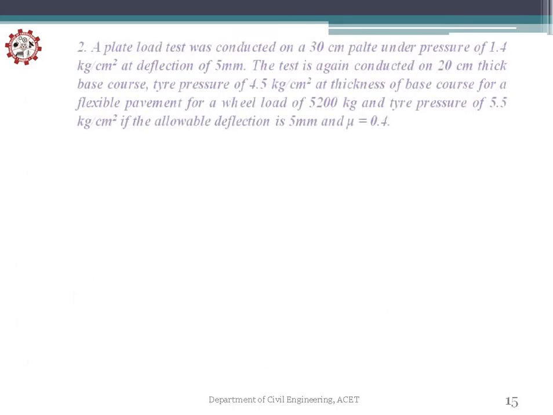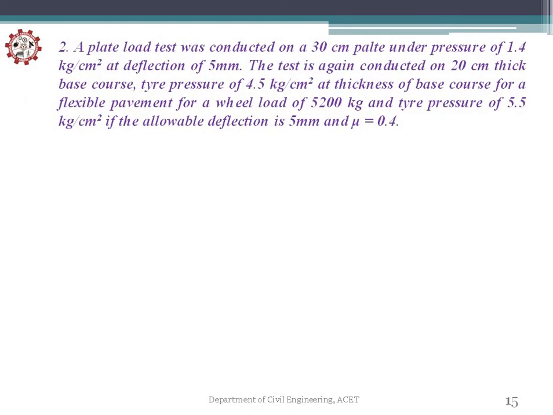So next numerical: a plate load test was conducted on a 30 centimeter plate under a pressure of 1.4 kg per centimeter square at a deflection of 5 mm. The test is again conducted on a 20 centimeter thick base course with tire pressure 4.5 kg per centimeter square. Find the thickness of base course for a flexible pavement for a wheel load of 5200 kg and tire pressure of 5.5 kg per centimeter square, if the allowable deflection is 5 mm and mu equals 0.4.